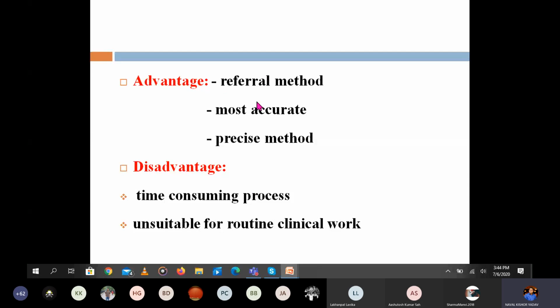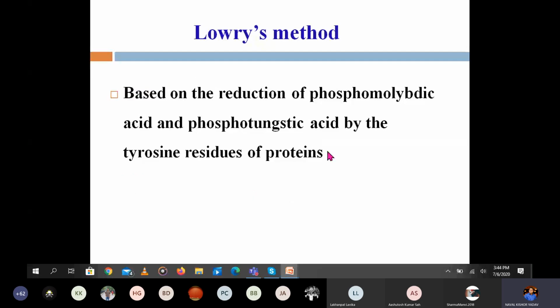The Lowry method is based on reduction. There is a reduction of phosphomolybdic acid and phosphotungstic acid by the tyrosine residues of the proteins. So the tyrosine which is present in the proteins causes the reduction of the phosphomolybdic and phosphotungstic acids. So this is basically based on the reduction property. That is the principle of the Lowry method.